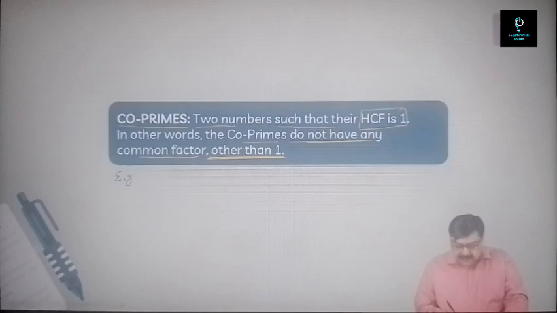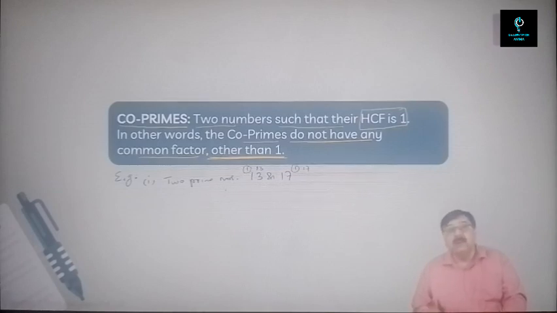So let us take some examples here. Two prime numbers, or maybe more than two prime numbers, will always be coprimes, like 13 and 17. The factors of 13 are 1 and 13. Factors of 17 are 1 and 17. So the highest common factor here is 1, which is common to both. 13 does not divide 17, 17 does not divide 13. It is only number 1 which divides both 13 and 17, and that is the highest common factor. So two prime numbers will always be coprimes.